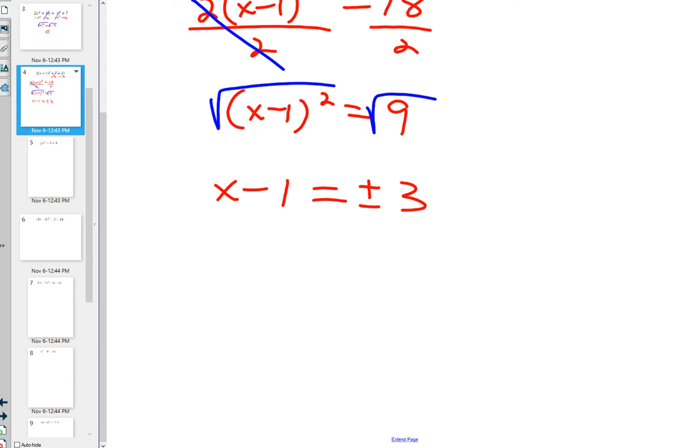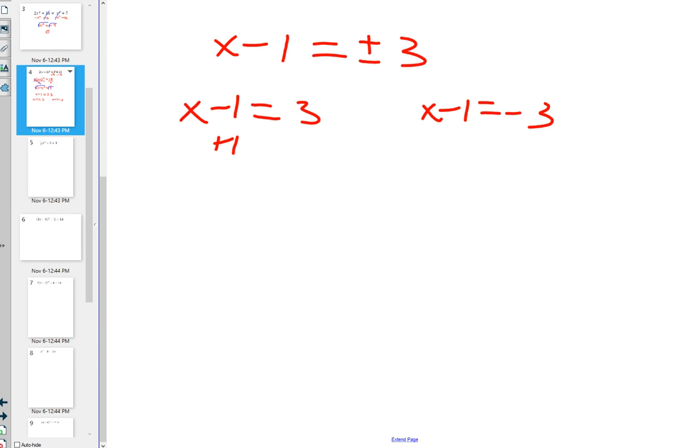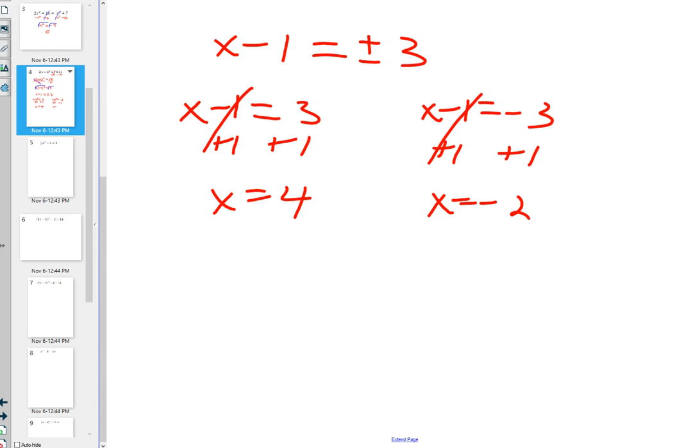So the same way with factoring that we would break up into multiple equations, we're going to do the same thing here. Just instead of being equal to 0, this is going to be equal to 3, and then it's going to be equal to -3. Solve each one. This gives me 4. This gives me -2. So I have that x can be 4, and it can be -2.